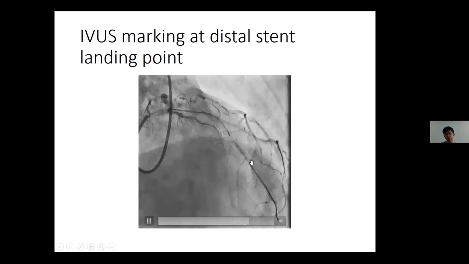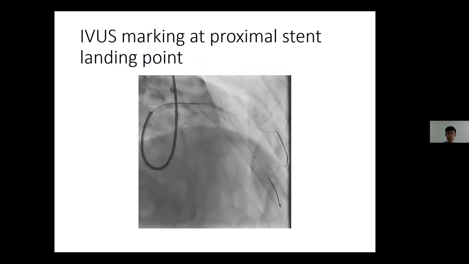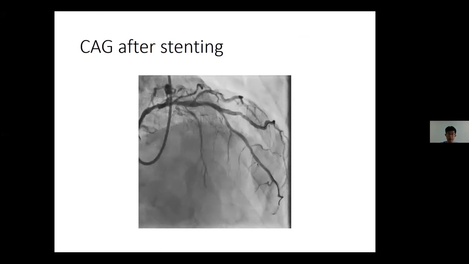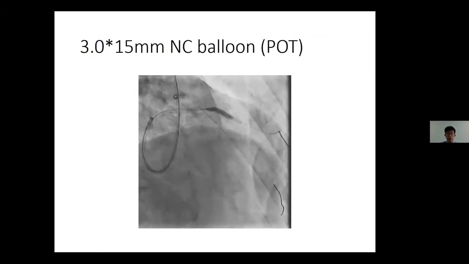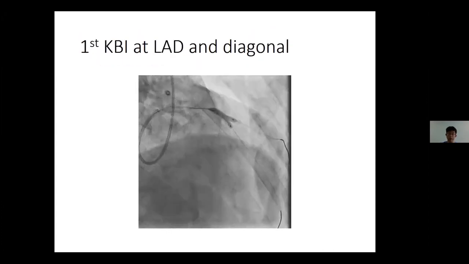It means we should put a stent in the diagonal branch. This is the IVUS marking at the proximal site. So a 3.0 by 15 stent was implanted at the dissected diagonal branch. This slide is the CAG after stenting. A 3.0 NC balloon is used for the POT technique. After the POT technique, wire recross to the LAD. After wire recross to the LAD, 2.5 millimeter balloon dilation at the LAD. And finally, first kissing balloon inflation at the LAD and diagonal branch.